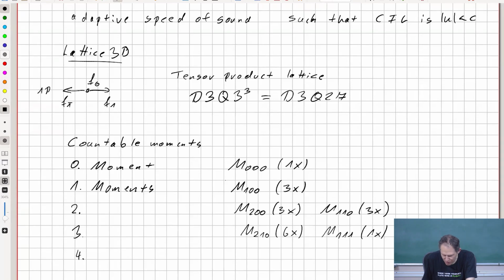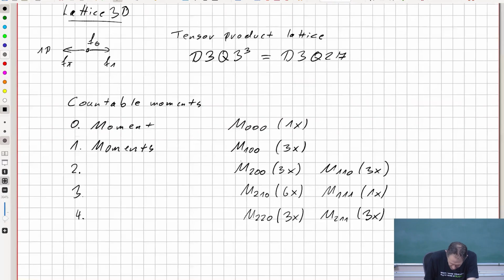So what do we have on order 4? We have M220. So how many permutations of this? 3. And then we also have this guy. How many permutations? Also 3 permutations. So fifth moment. What do we have? 2, 2, 1. How many?